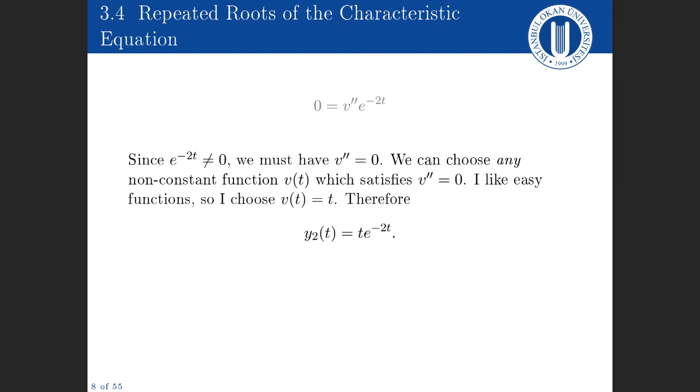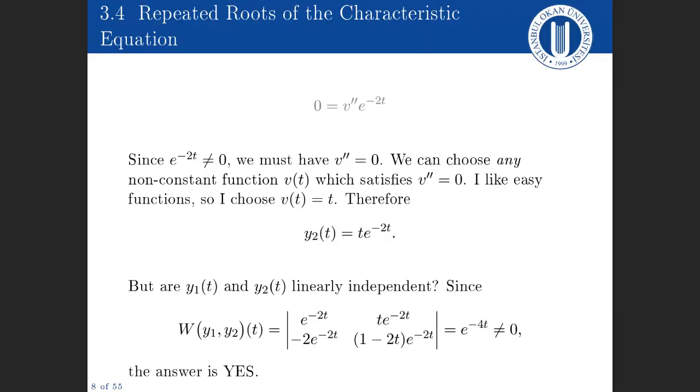So then y2 is going to be v multiplied by y1. That's t multiplied by e to the power minus 2t. And that should also be a solution of the differential equation. But are these 2 functions linearly independent? To answer this, we need to calculate the Wronskian of y1 and y2.